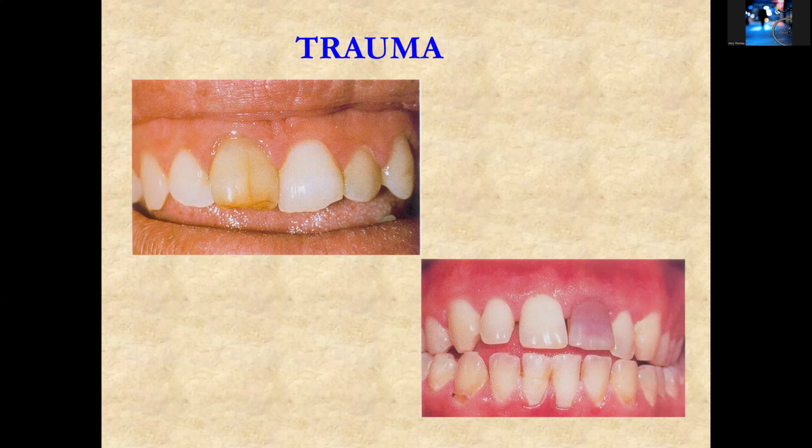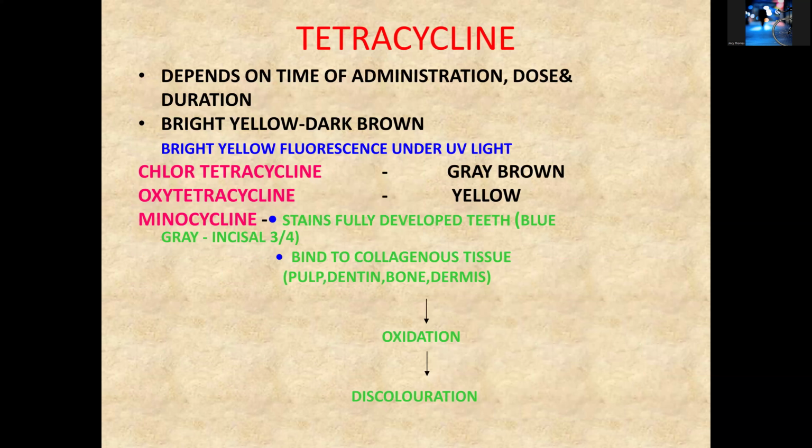So in the first figure, you can see in trauma, here you have a generalized yellowish discoloration of the maxillary incisor teeth. And the second diagram is in a more initial stage of trauma where you have a generalized pink discoloration of the teeth. Coming to tetracycline staining, here we know it depends upon the time of administration, dose, as well as duration of medication. The color varies from bright yellow to dark brown. The bright yellow fluorescence is seen under UV light.